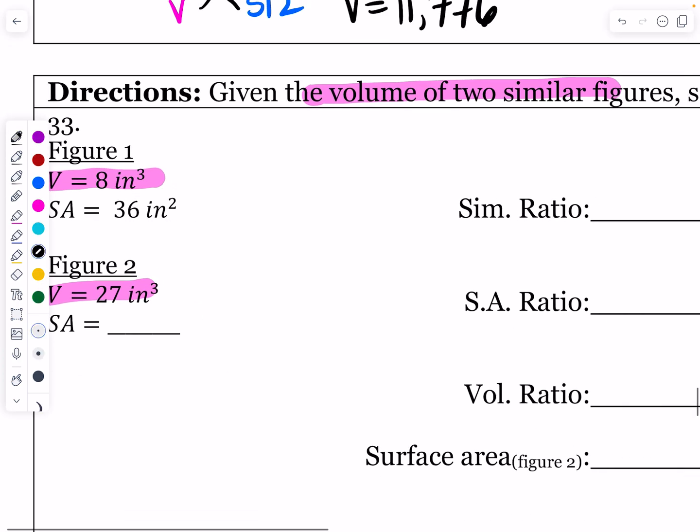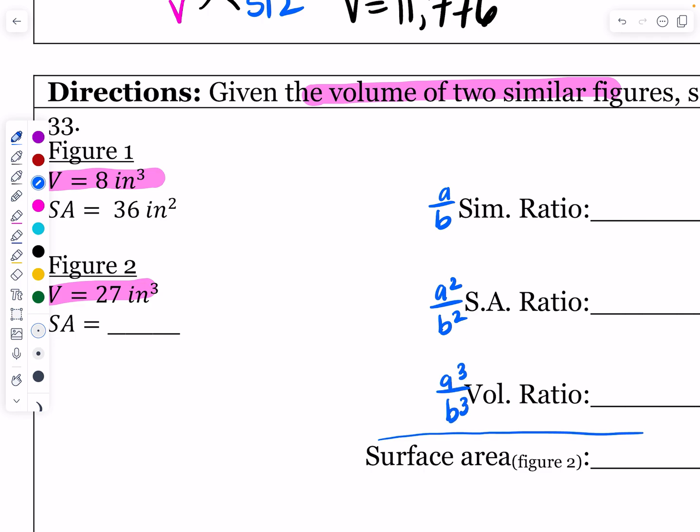find my ratios first. So again, same thing at the beginning, A over B, A squared over B squared, A cubed over B cubed. Okay, so that is A cubed over B cubed information because it's volume. That is 8 over 27, which is fully reduced. So I get to put that right here.